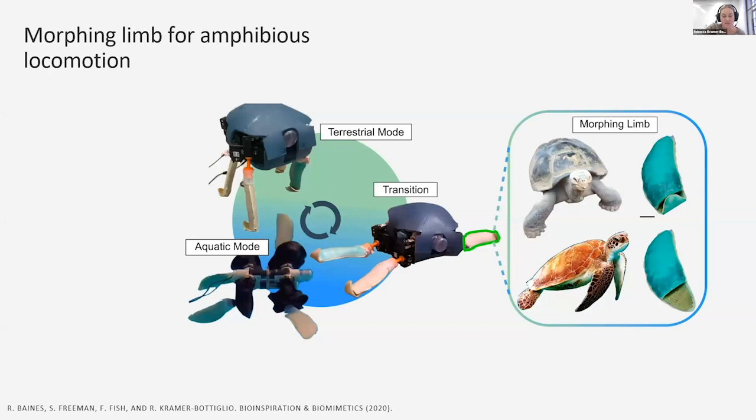And attaching this morphing limb to a turtle robot platform results in amphibious locomotion with the limb morphology capable of adapting to both aquatic and terrestrial environments.